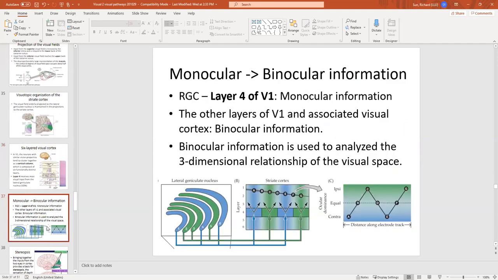Another topic is that we have two eyes, so it's very important that we use both eyes' information. With monocular information, just one eye, even though you can see things and have a good visual field, you don't have information about depth. Say you have two pens and you want them to touch each other. If you only have one eye open, it will be very difficult. You need two eyes, because you need that binocular information to get the idea about the depth of the object.